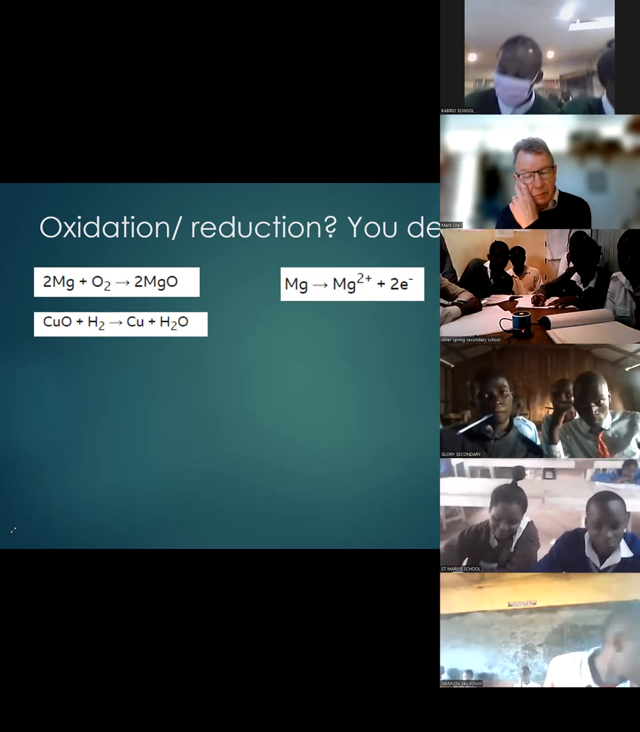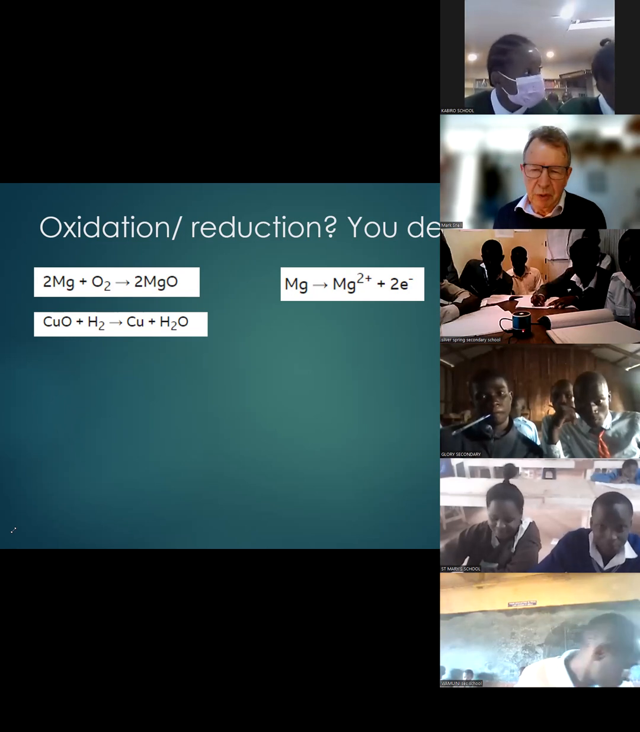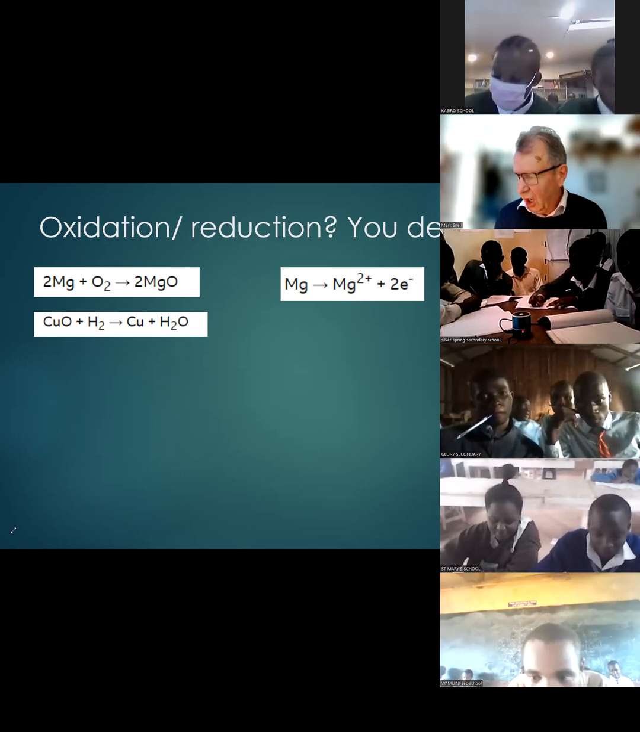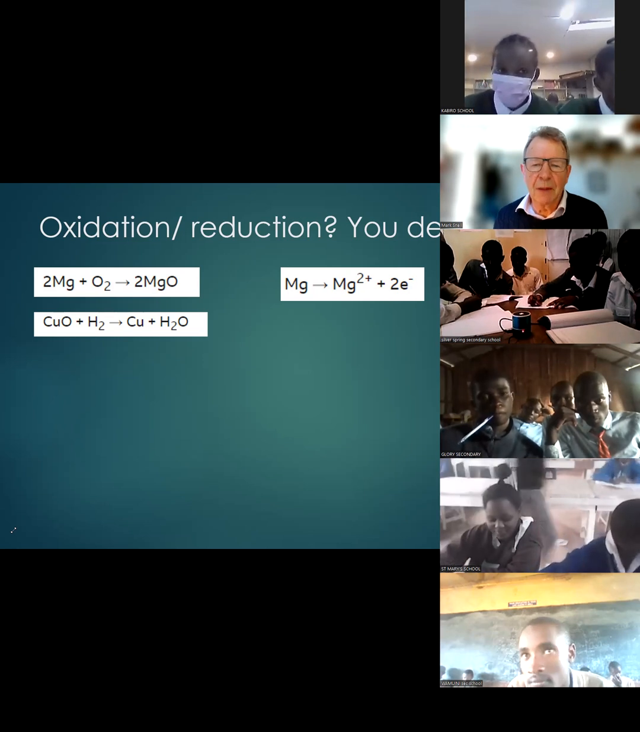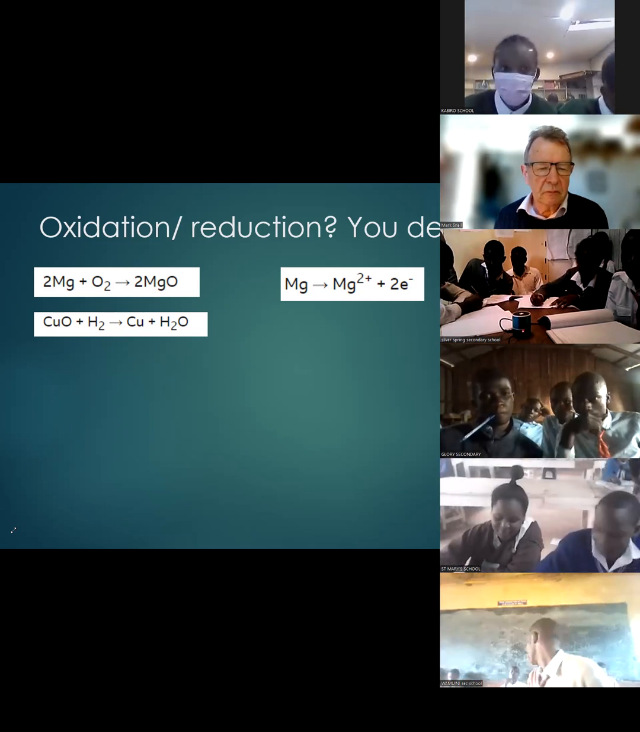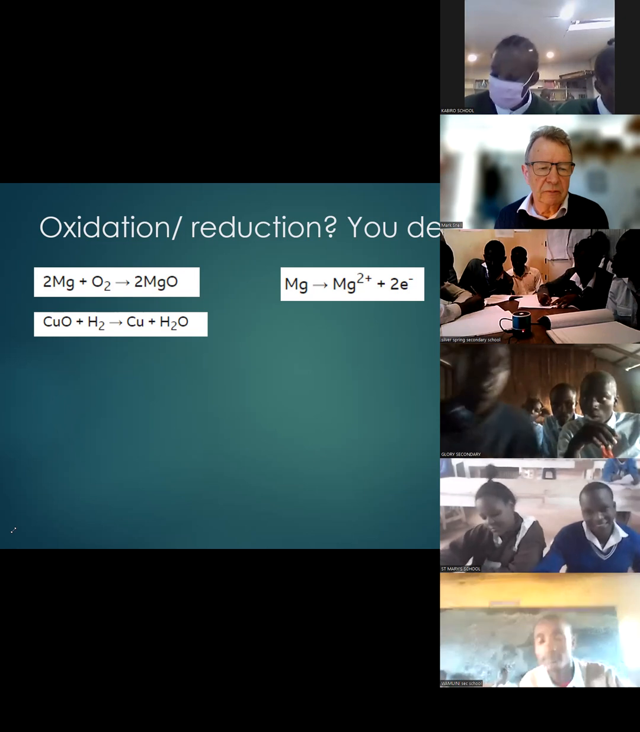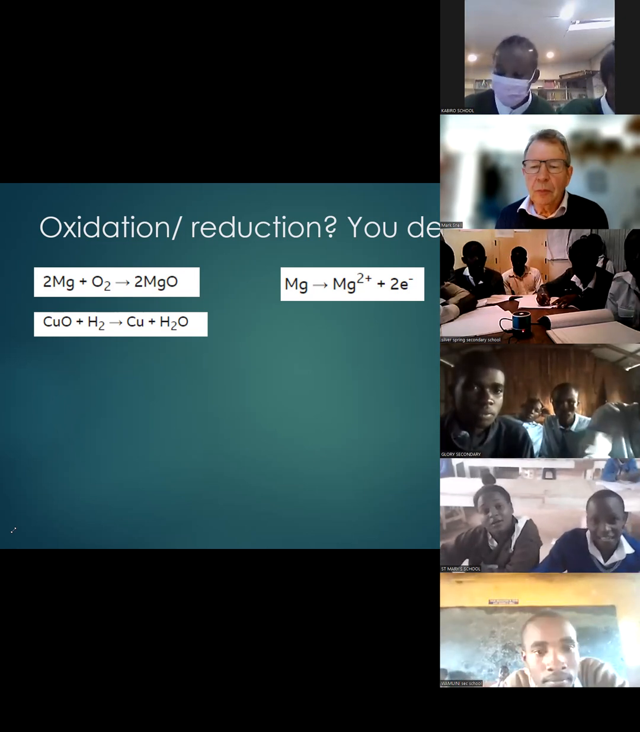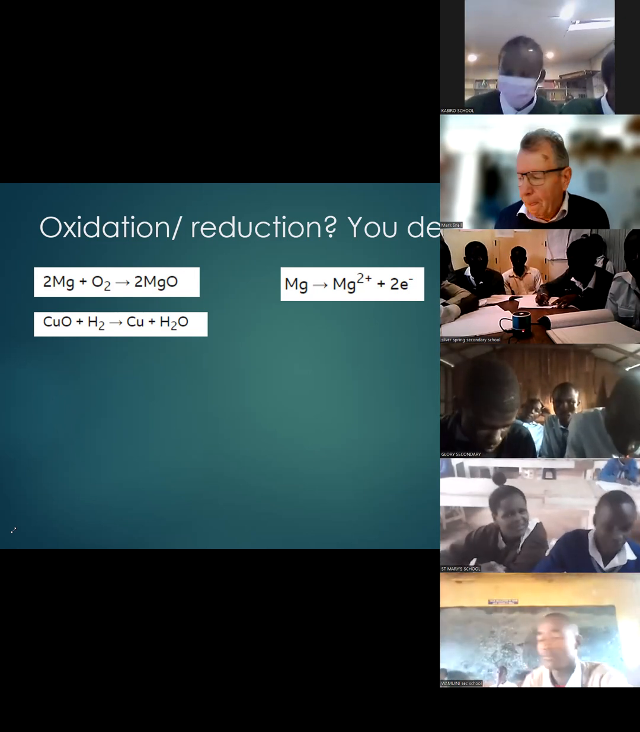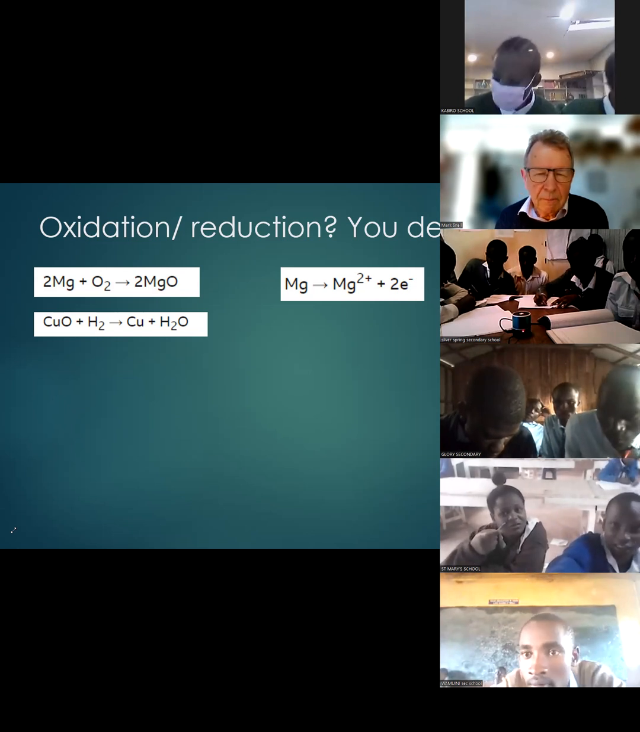What do you think? 2Mg plus O2 goes to 2MgO. What do you think is happening there? Is that oxidation or reduction? CuO plus H2. Is that reduction or oxidation? Or both?